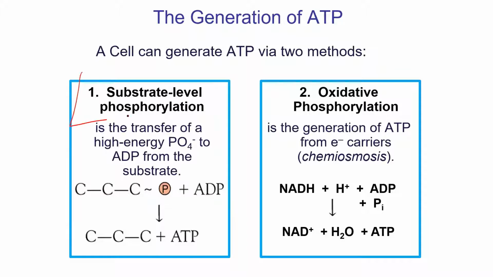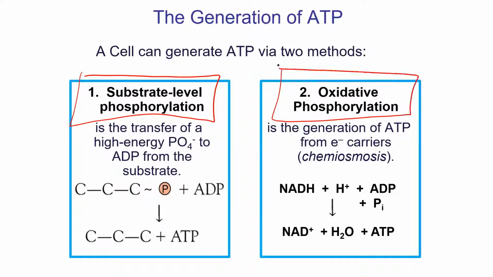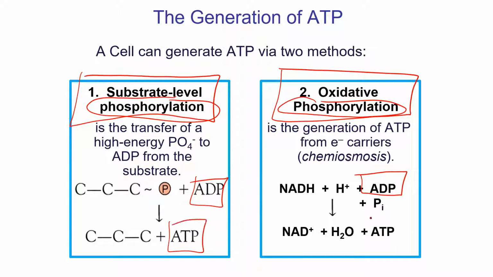One is called substrate level phosphorylation. And the other is called oxidative phosphorylation. So notice they both have that word phosphorylation in them. Phosphorylation basically means you're putting a phosphate group onto something. So what are we putting a phosphate group on? We're putting a phosphate group on ADP. So remember, ADP is adenosine diphosphate. We're going to add one phosphate group and we're going to make ATP.